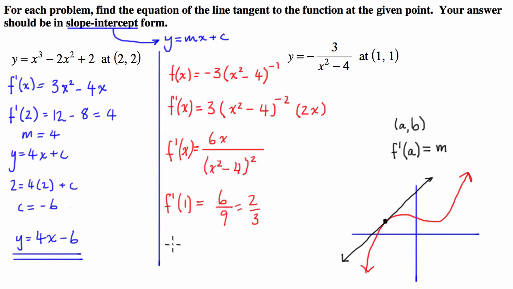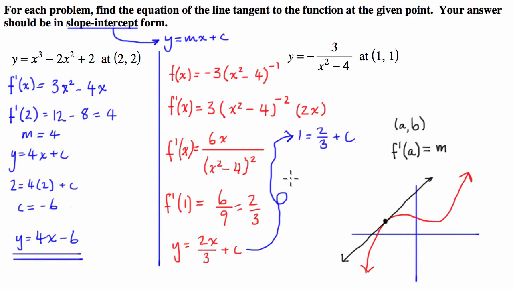Again, like we did over here, we substitute this into our slope-intercept equation: y equals 2x on 3 plus c. We substitute in our point, and we're left with 1 equals 2/3 plus c. It's quite simple to see that c is going to have to equal 1/3. So our equation then becomes y equals 2x plus 1, all divided by 3.